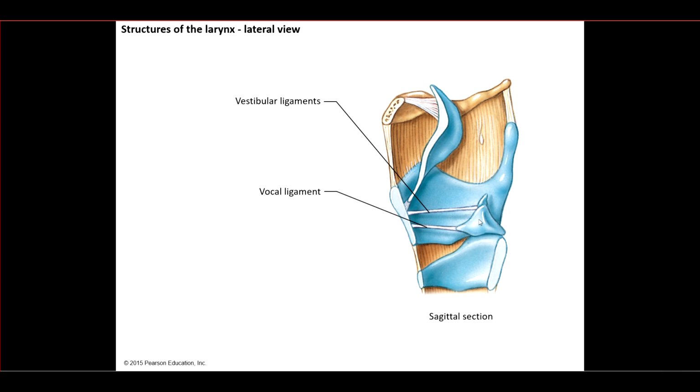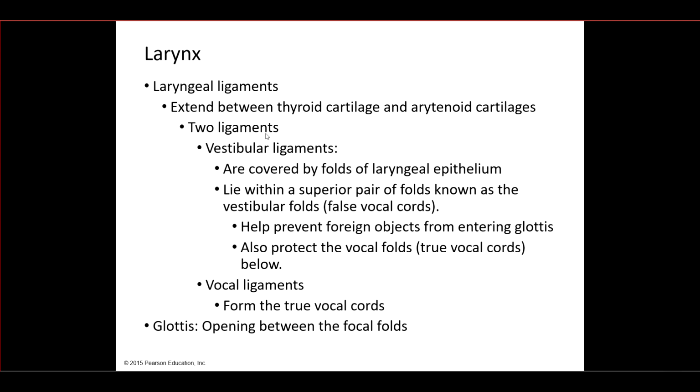As these cartilages swivel and move, they tighten and loosen these ligaments, and that's what changes the pitch. So that's what we'll take a look at next. I call them the laryngeal ligaments. There's two of them. Okay, so that's our next set of notes here. Here are the laryngeal ligaments. Basically, they extend between the thyroid cartilage anteriorly and the arytenoid cartilage in the back.